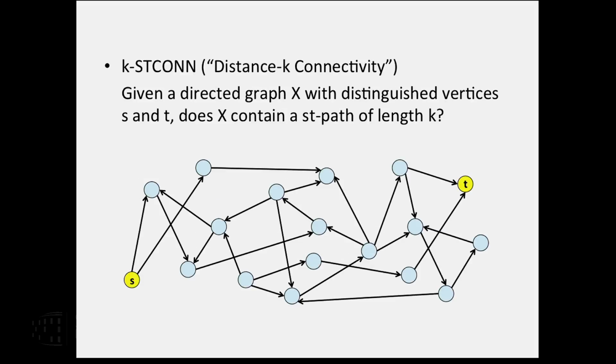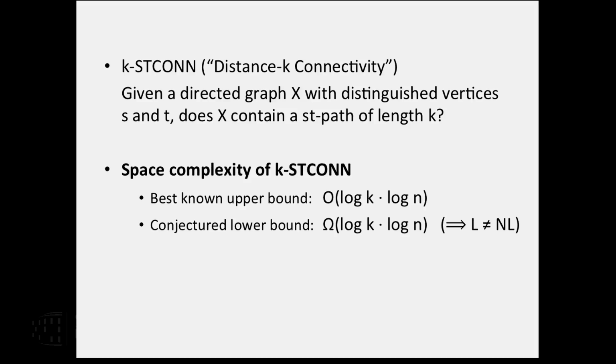Another example of a subgraph isomorphism problem is the distance k connectivity problem. Here the input is a directed graph x with distinguished vertices s and t, and the question is whether x contains an s-t path of length k. This is also an important problem in complexity theory. If we look at, say, the space complexity of distance k connectivity, the best known upper bound from Savitch's algorithm is order log k times log n. And it's believed that this is optimal. So if you could prove a matching lower bound, then you'd separate complexity classes L and NL.